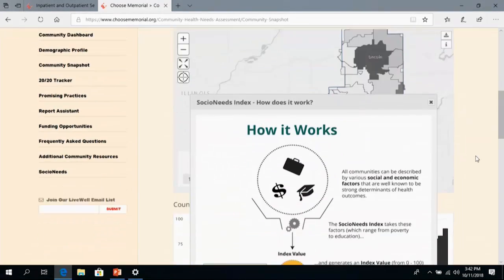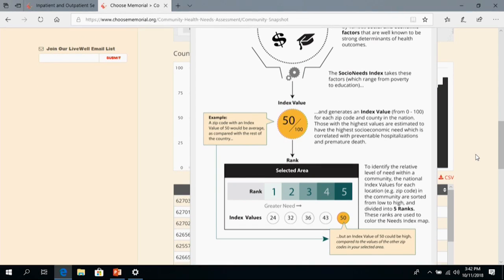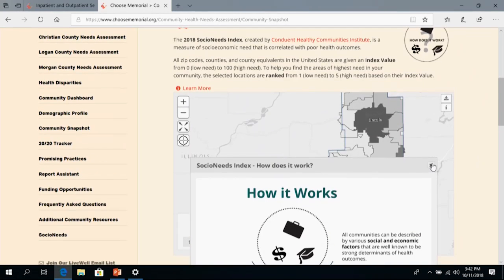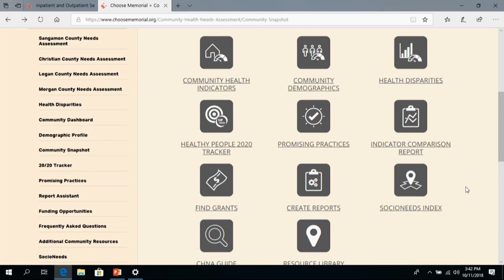Oh, there it goes, how it works. Okay, so it pops up down here, and it tells you a little bit more about how the things that have gone into configuring those ranks. So I just wanted to show you where that lived. So if you're interested in using that tool, you can find it.